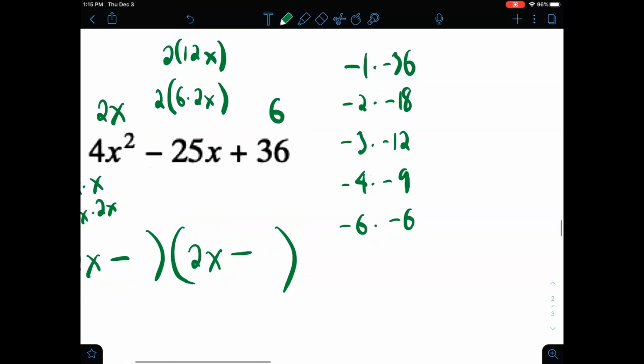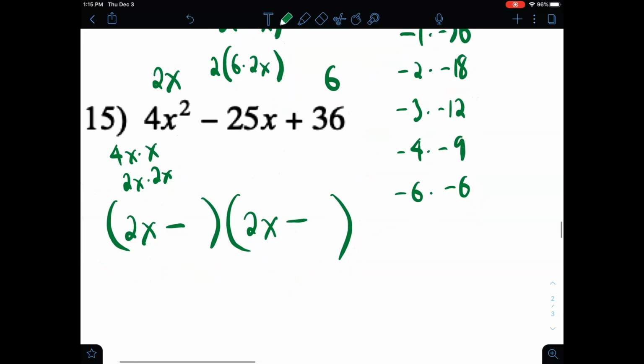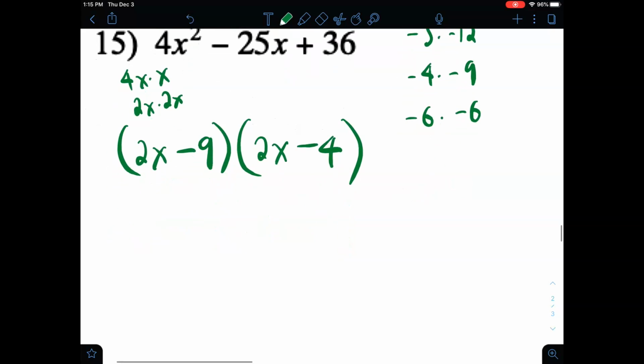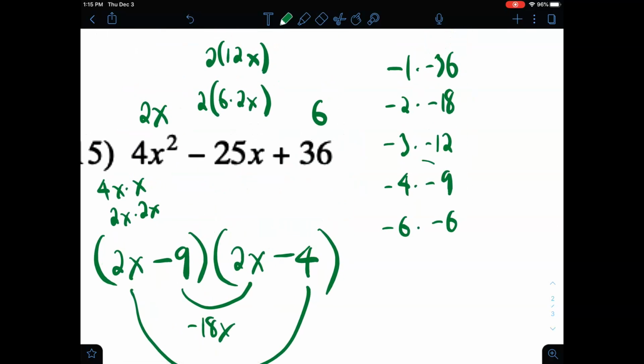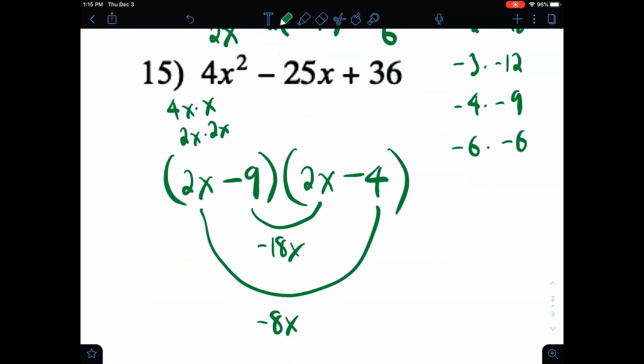Okay. Let's just try some. We need to end up with 25x in the middle, so let's try, probably not 6 and 6. Let's try 9 and 4, see what happens. So that's going to be negative 9x times 2x is going to be negative 18x. This is going to give us negative 8x, which is going to be negative 26x. That's really close. That's very, very close. So we're going to switch this around. Since we're pretty close, I think these numbers are probably the closest ones we're going to get. So I would stick with the negative 9 and 4.